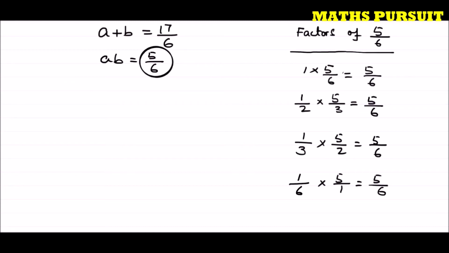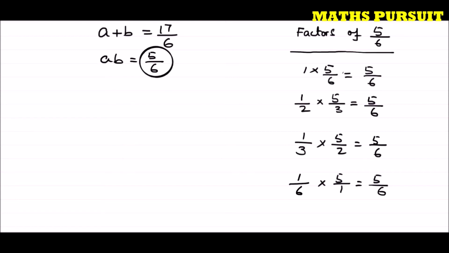These factors, 1 into 5 upon 6, 1 by 2 into 5 upon 3, 1 by 3 into 5 upon 2, 1 by 6 into 5 upon 1, are all positive numbers. They could also be negative numbers, like minus 1 into minus 5 upon 6. Minus into minus gives plus, so minus 1 into minus 5 upon 6 is plus 5 upon 6. Minus 1 by 2 into minus 5 by 3 is equal to 5 by 6. Minus 1 by 3 into minus 5 by 2 is equal to 5 by 6. Minus 1 by 6 into minus 5 is equal to 5 upon 6.